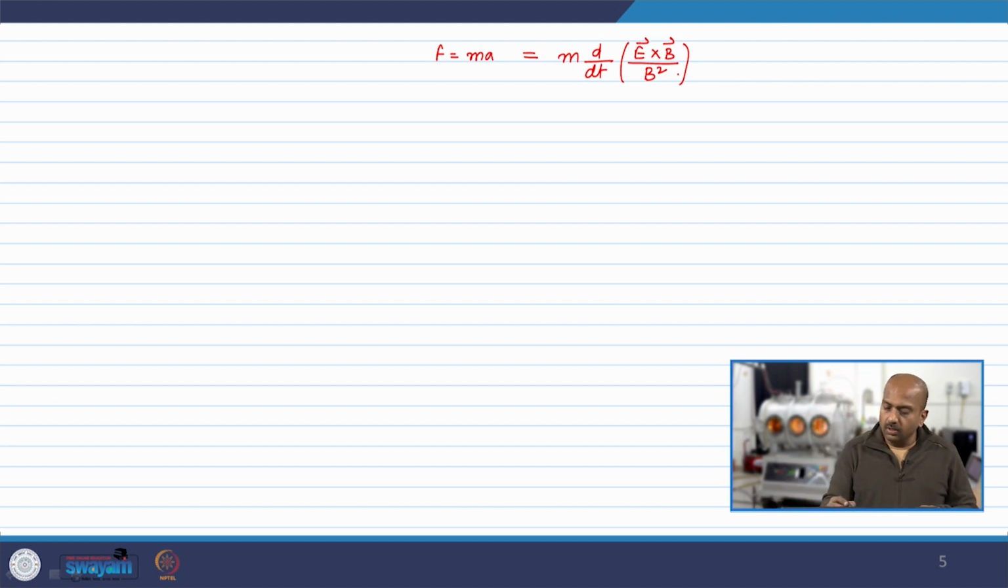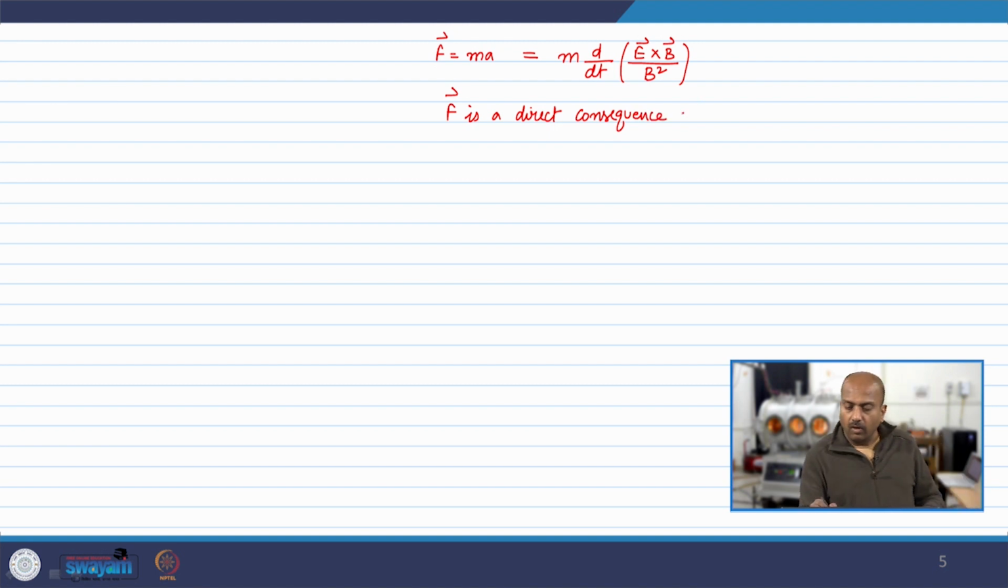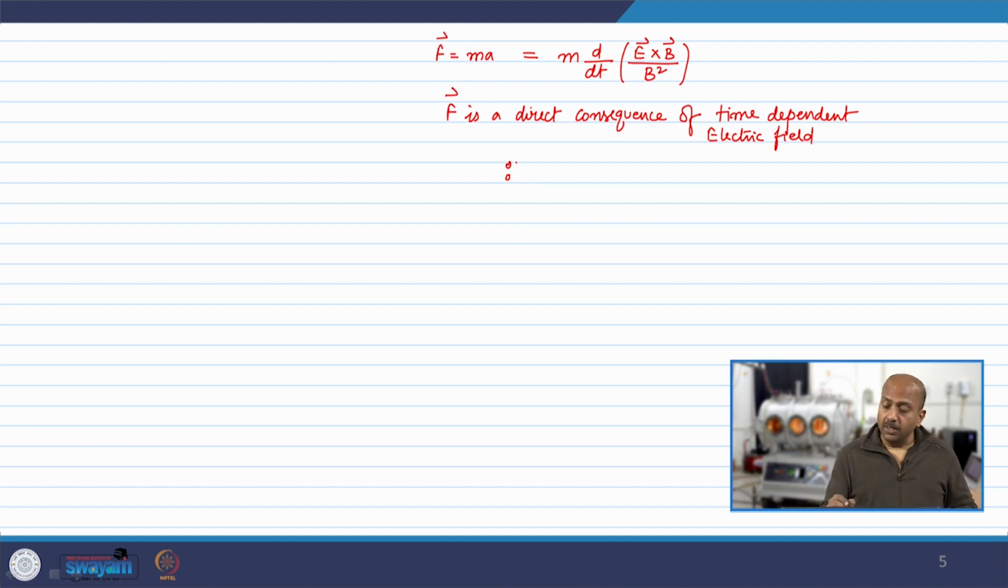So, this force F is a direct consequence of the electric field being time dependent. Okay, same thing, right. So, this drift is called the polarization drift.